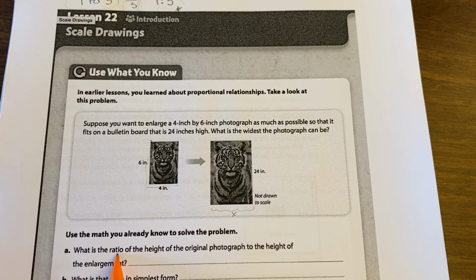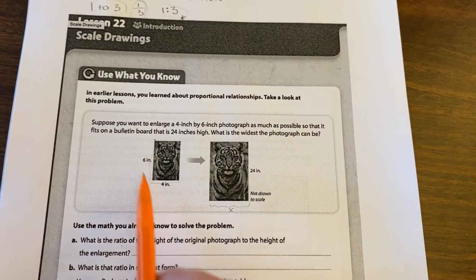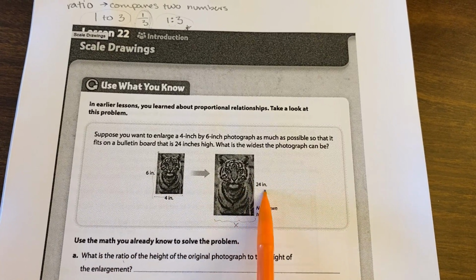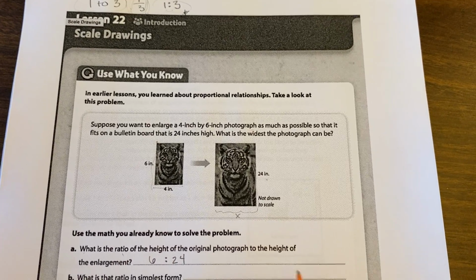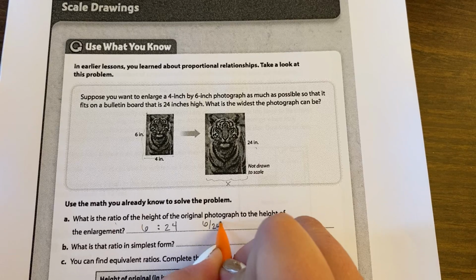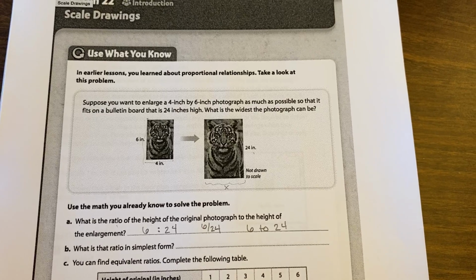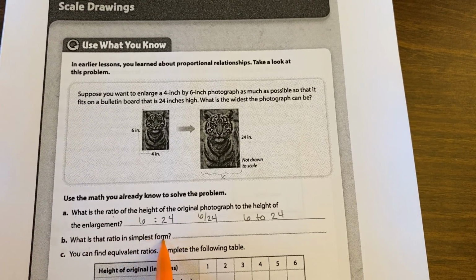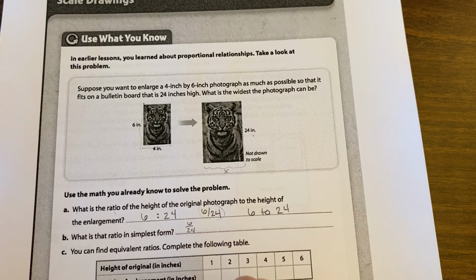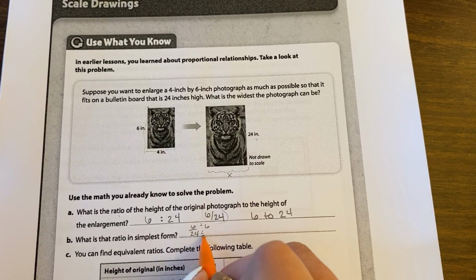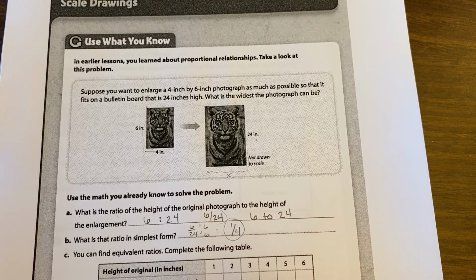So let's look at this. What's the ratio? Remember, we're going to write it like a fraction or with words or with colons, of the height of the original to the height of the enlargement. So this is 6 to 24, or we could write it as 6 over 24, or as 6:24. You don't need to write all of them. You can just pick one. Now, what's the ratio in simplest form? Look at this fraction, 6 over 24. Can you reduce that fraction? Heck yeah, you can. We'll divide both by 6, and we get 1 over 4. So this is my ratio in simplest form.